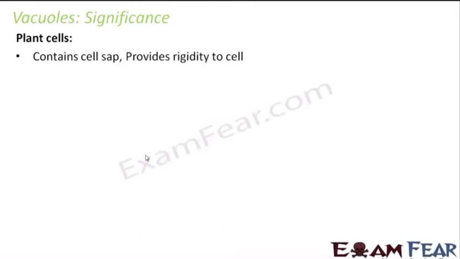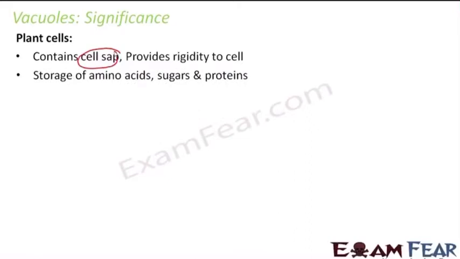Similarly, these vacuoles contain a fluid, and that fluid is known as cell sap. Because of the presence of this fluid, it provides rigidity to the plant cell. It also helps in the storage of amino acids, sugars and proteins. As I mentioned before also, the more organelles you have to store things, the better it is. So again, this is another organelle which helps in storage of amino acids, sugars and proteins.